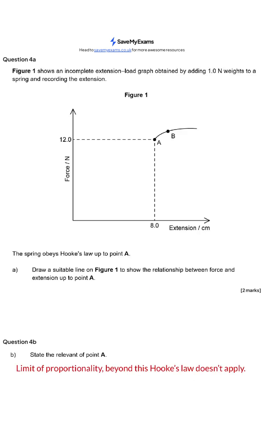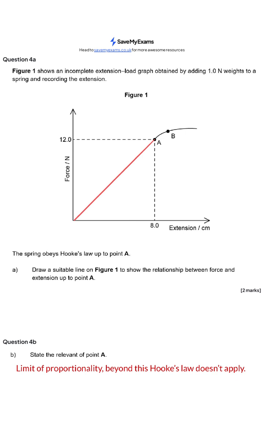Question 4A. Figure 1 shows an incomplete extension load graph obtained by adding 1 Newton weights to a spring and recording the extension. The spring obeys Hooke's law up to point A. Draw a suitable line to show this. So if it obeys Hooke's law, we are going to get a straight line because it's going to go up proportionally. So every time we add a bit of extension, the force will go up by the same amount.